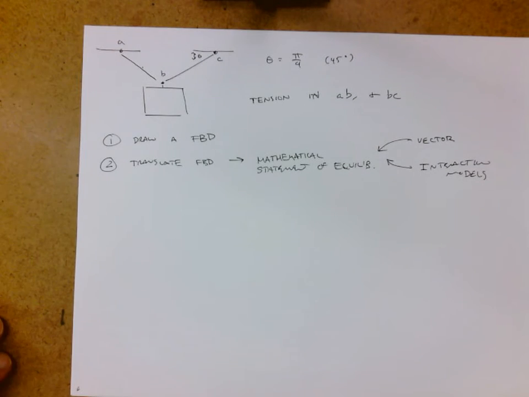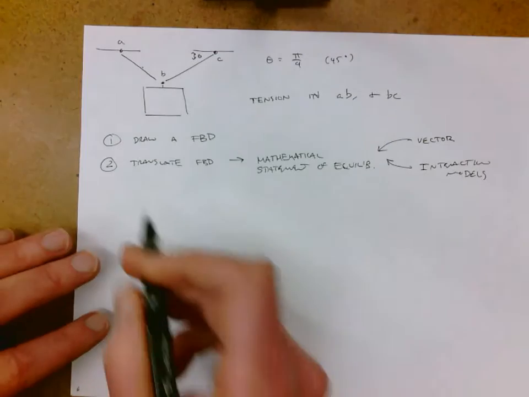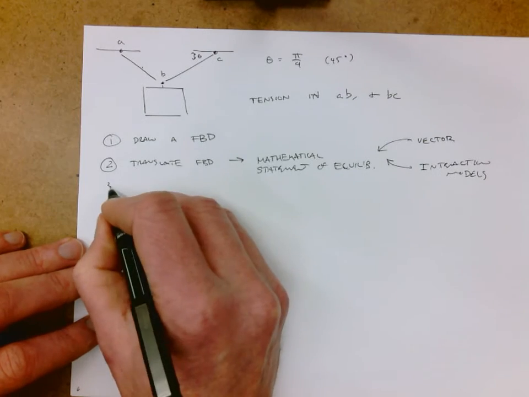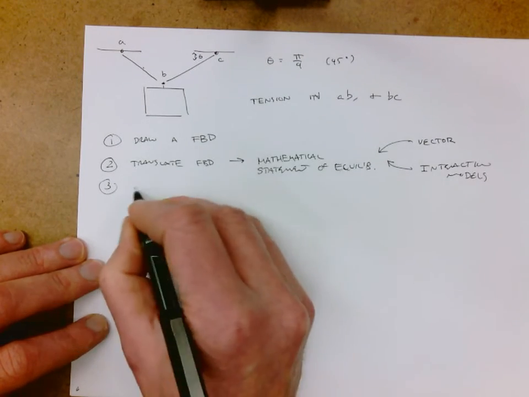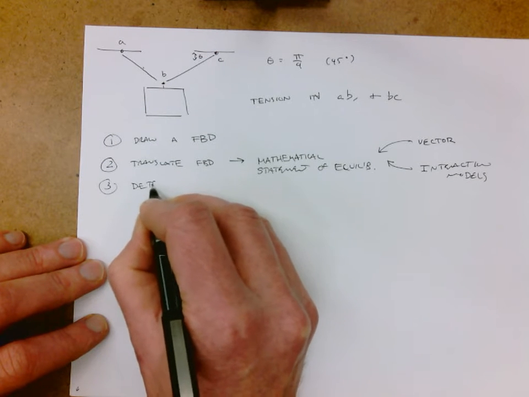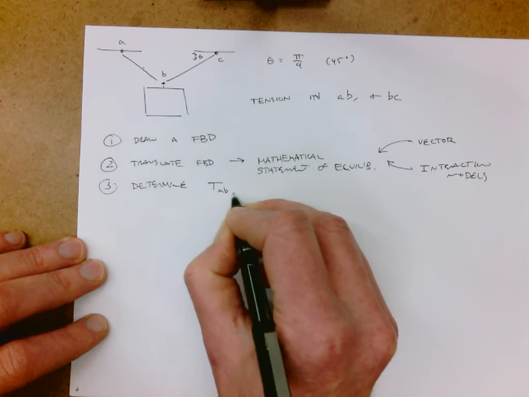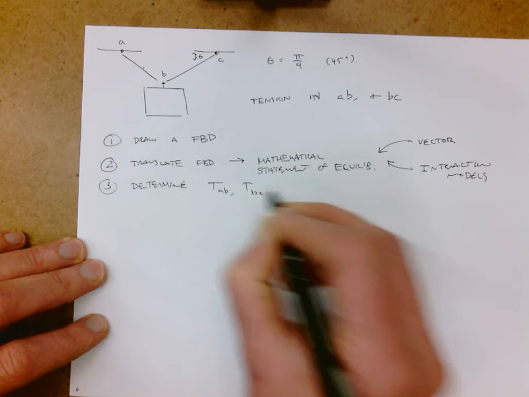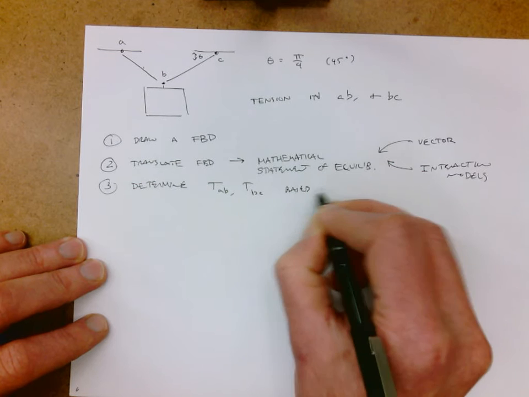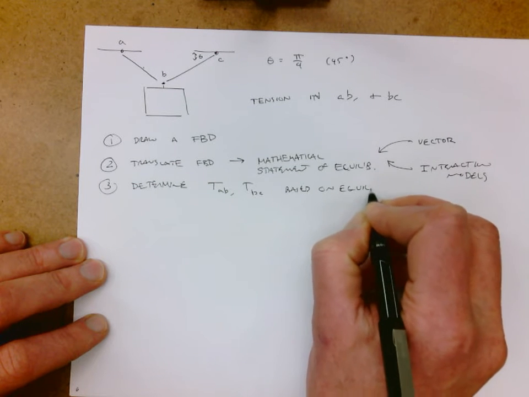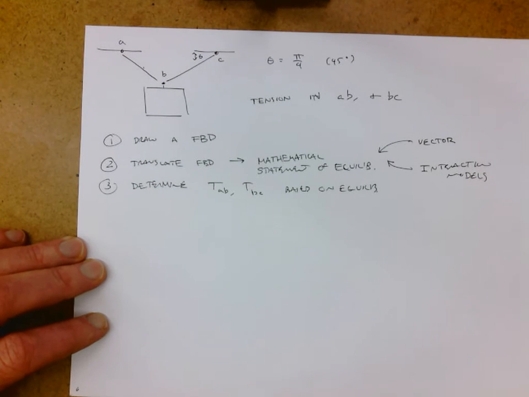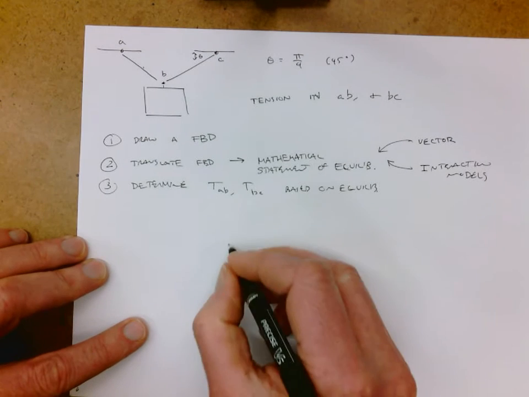Okay, so finally, once I've translated that, I'll then use that mathematical statement in order to determine whatever I'm after. So in this case, I'll be using it to determine what TAB and TBC are. Okay, so that's my strategy for solving this problem. Let's start with the free body diagram.